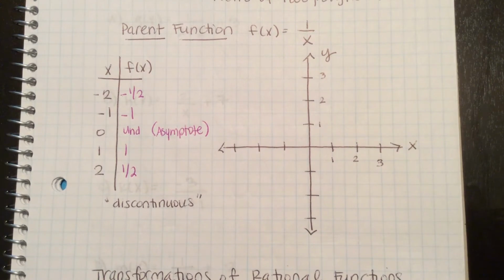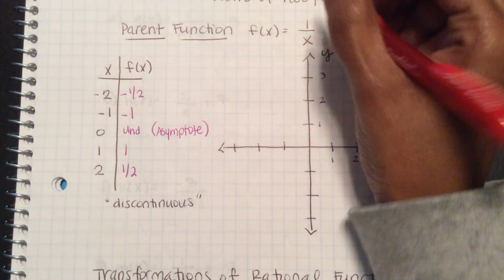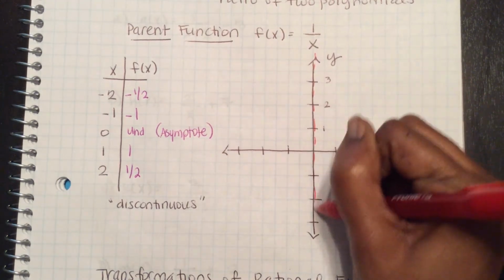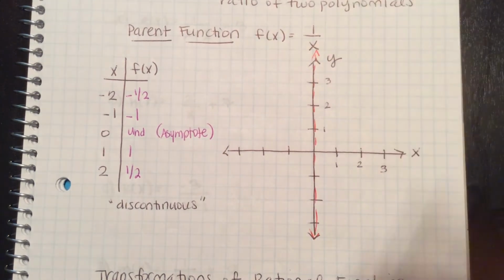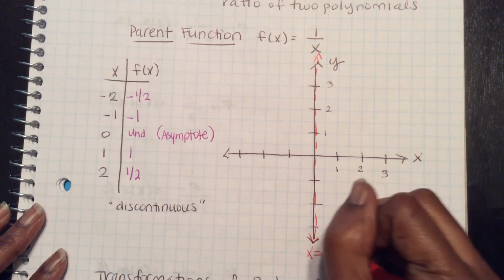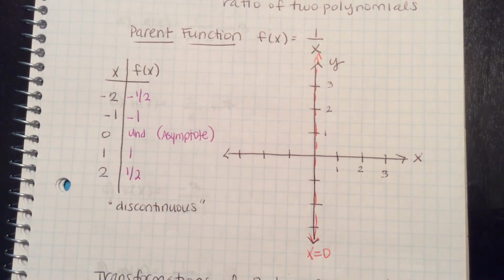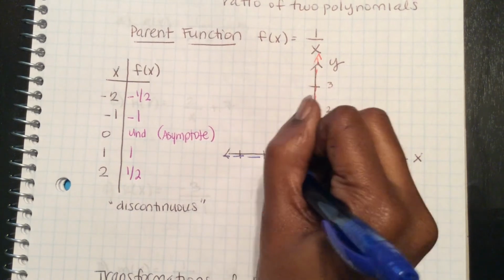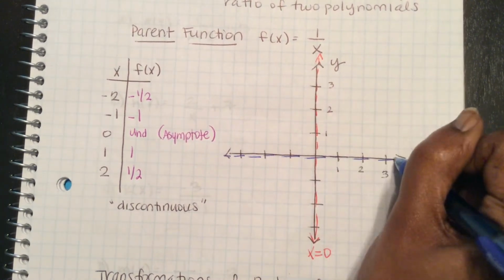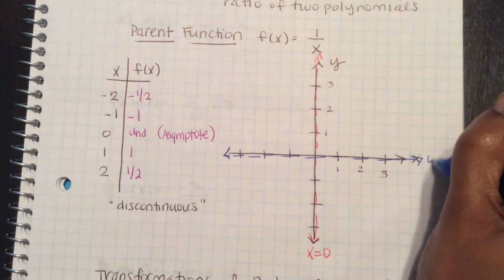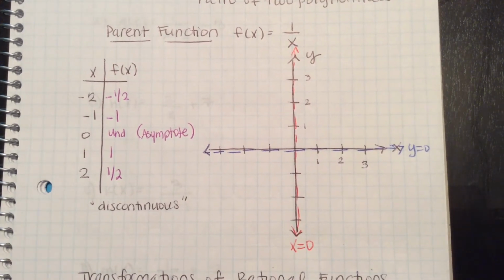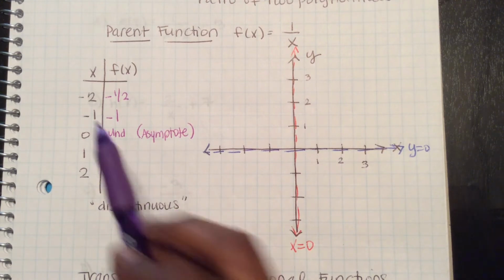So we already see that this is going to have an asymptote right here, a vertical asymptote at x equals 0. And it's also going to have a horizontal asymptote at y equals 0. So there are two asymptotes here. So now let me go ahead and plot my points.